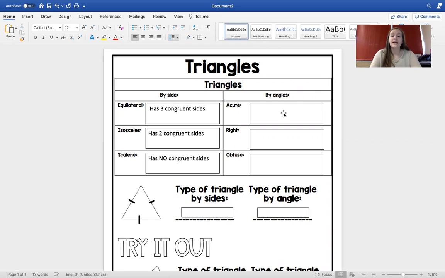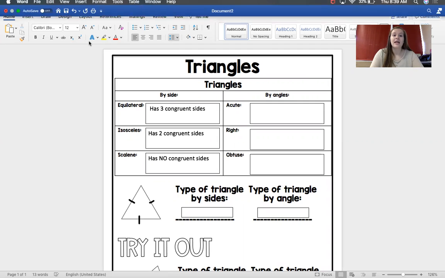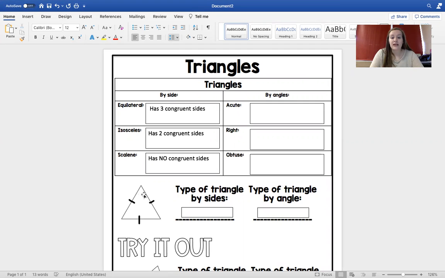Now we're going to talk about how you can identify a triangle by their angles. And if you remember, the angle yesterday is the measure of the degrees inside the two lines where the two lines meet. So where the two lines meet is the vertex, and then the measure from one line to another is the angle. Okay, so an acute triangle has three angles less than 90 degrees. That means that all three of the angles are less than 90 degrees.